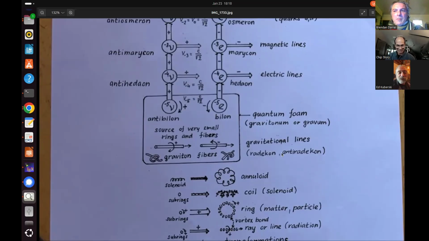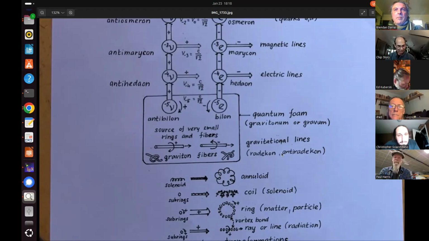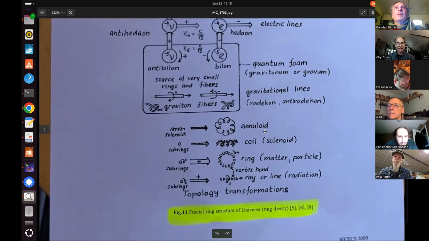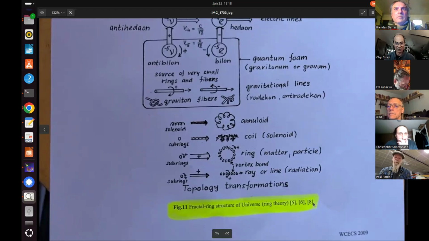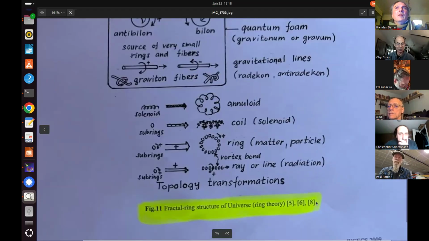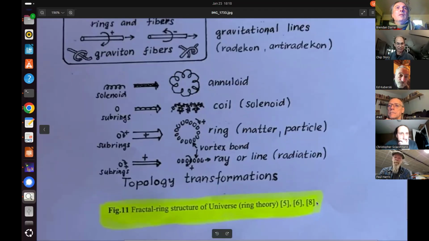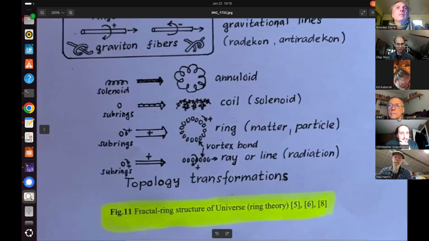Yeah, well, exactly. An annuloid. A solenoid is equivalent to an annuloid. Is that what he's showing here? That's interesting. Yes, and that's obviously the annuloid is three-dimensional spatial. Subrings, coils, solenoid.